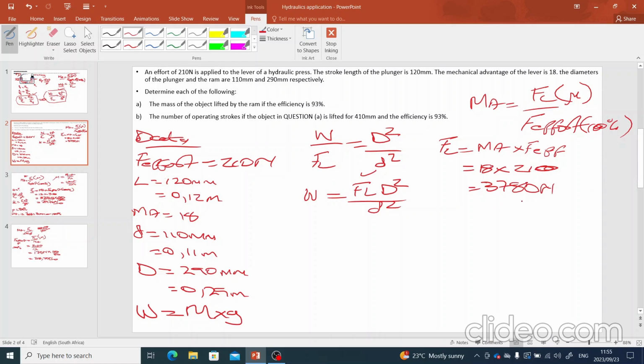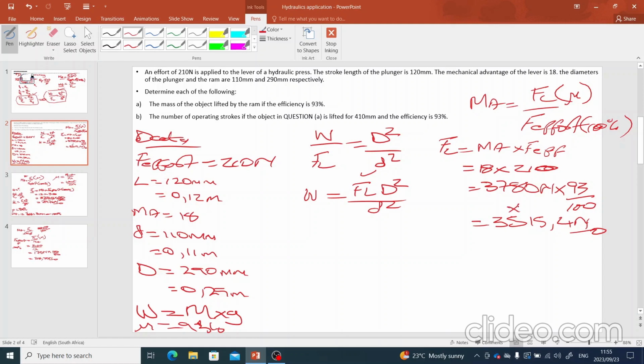Now this force is at 100%. And we are told that the efficiency is given as 93%. Our machine is 93% effective. It means we need to reduce this 100% to 93. Then we are going to multiply by 93, divide by 100. Then we get the force at 93%, which is 3,515.4 Newton. We then managed to reduce that force from 100% to 93 because our machine is 93% effective.